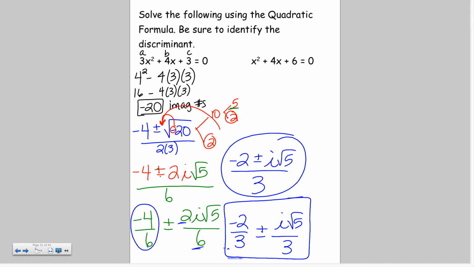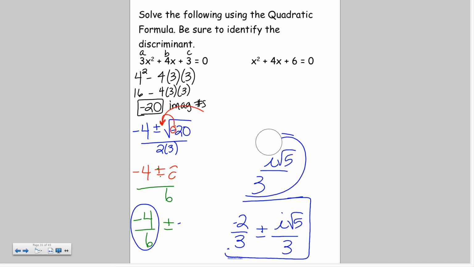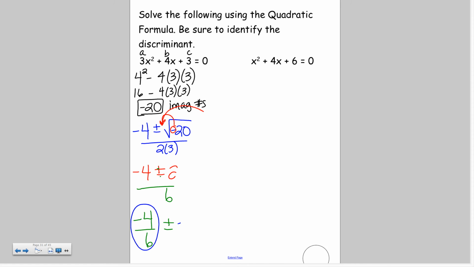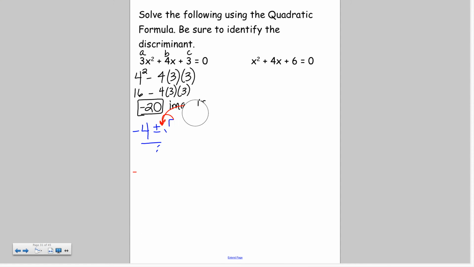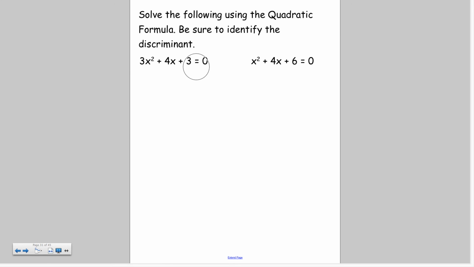Alright, I'm going to erase what I've got so far so I can have some room to work. I'm going to erase that first problem. I'm going to look at the second one. Alright, we've got A, B, and C. Same old, same old. But I'm going to go ahead and find my discriminant. So 4 squared minus 4 times A times C. And when I simplify that out, I get negative 8.